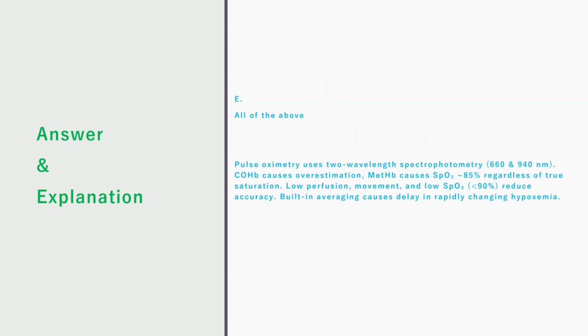All of the above. Explanation: pulse oximetry uses two wavelength spectrophotometry, 660 and 940 nanometers. Carboxyhemoglobin causes overestimation, methemoglobin causes SpO2 85% regardless of true saturation. Low perfusion, movement, and low SpO2, less than 90%, reduce accuracy. Built-in averaging causes delay in rapidly changing hypoxemia.